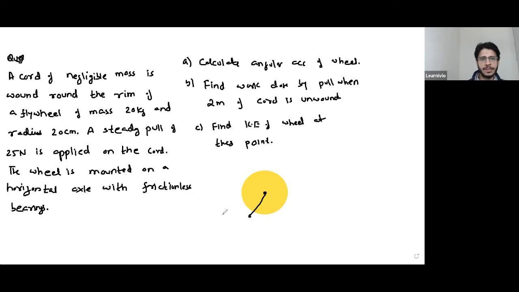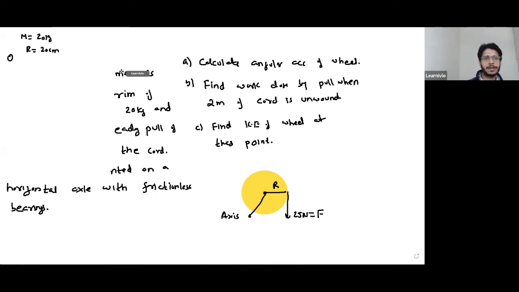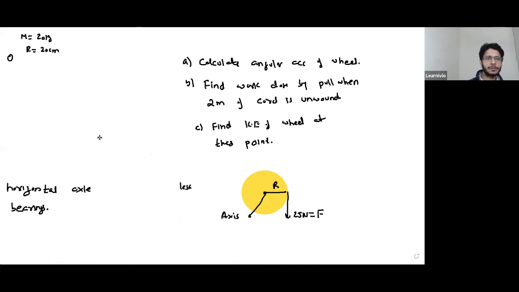So this is the axis about which the wheel is rotating. This is the radius of the wheel, and you're applying a force in this way, a force of 25 Newton. You will try this numerical one by one. Can you tell me the formula of torque that you will use? Torque is equal to R F sine theta, or you can use torque is R perpendicular multiplied by F.